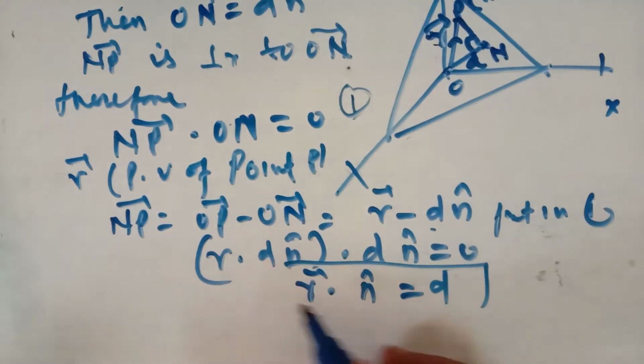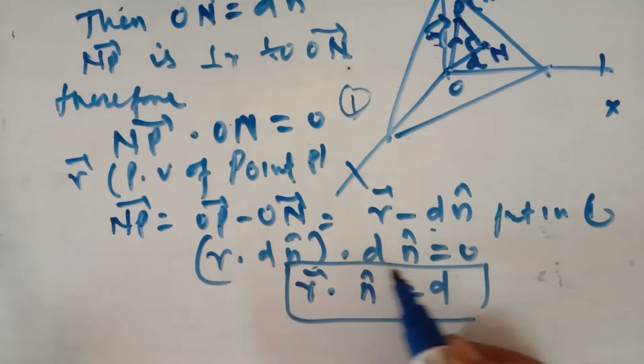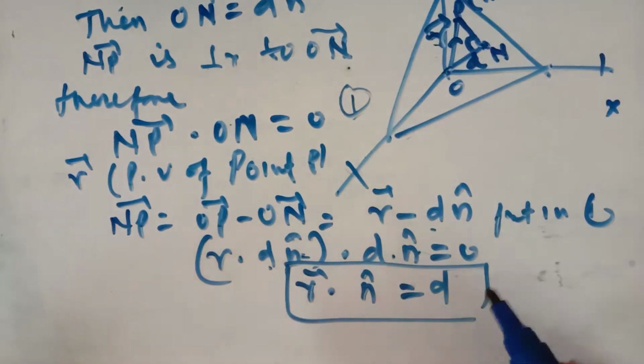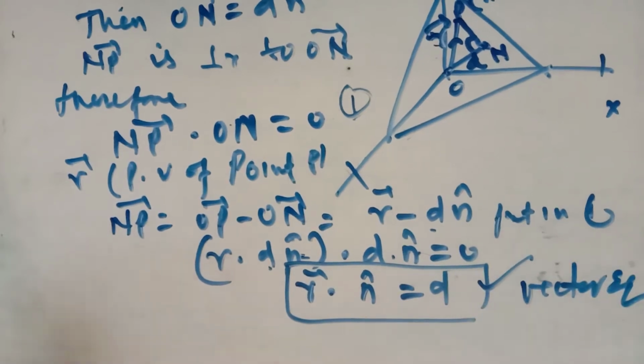When you find the dot product, you will get r dot n cap is equal to d. This is the equation of the plane in the normal form, and n cap is a unit vector along the normal. Why is this so? Because n cap dot n cap will be equal to 1. When n dot n is equal to 1, this dot this will be equal to this. So this is the equation of the plane in the normal form, and this is the vector equation. Vector equation of a plane in the normal form.